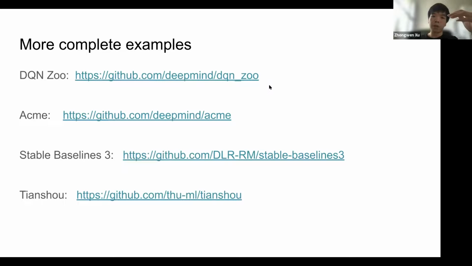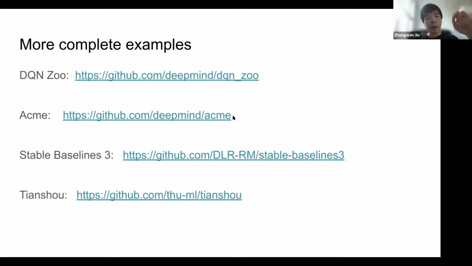You can learn a lot about how to implement a DQN agent, because I think we just saw a very simple implementation of the DQN. Much more complete cases can be found in this link. Another very good and clean modular library is called ACME. It's also from DeepMind.